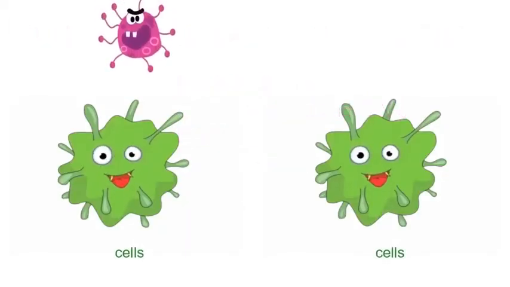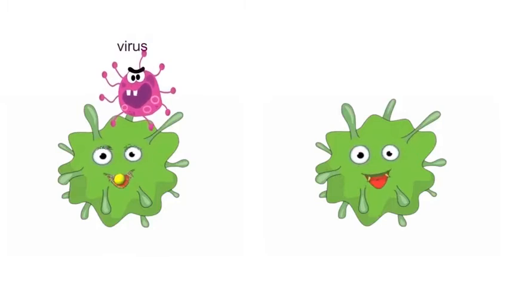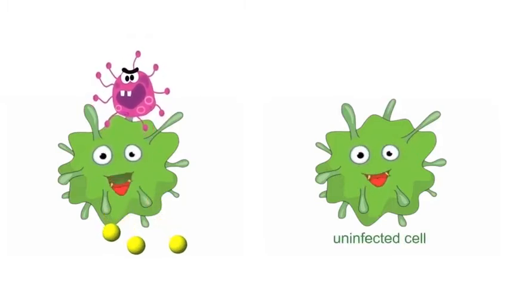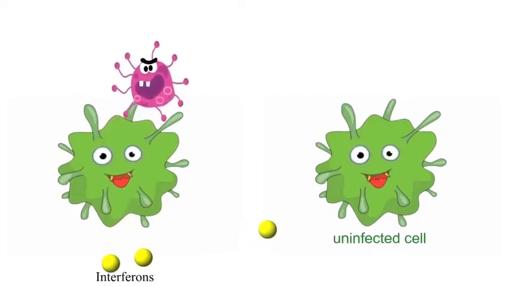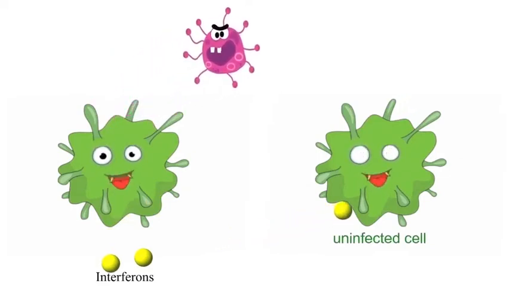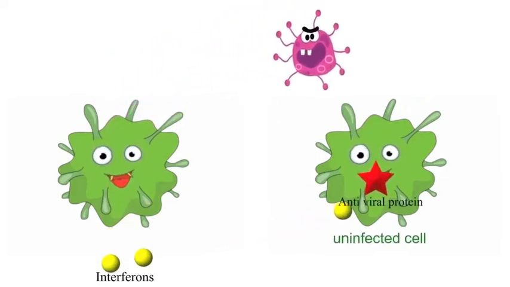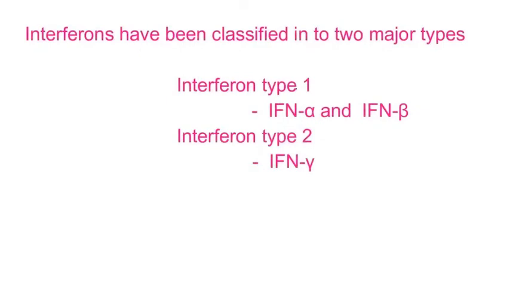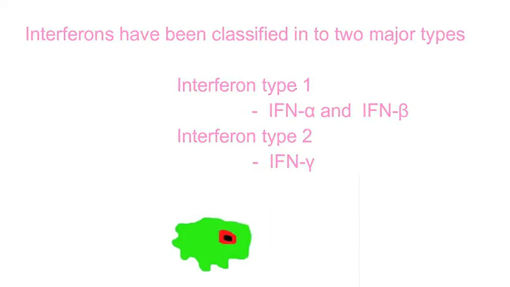Interferon type 1 is produced as a response to a viral infection. These interferons bind to nearby uninfected cells. Then uninfected cells produce antiviral proteins, which inhibit the viral protein synthesis of the cell. Interferon type 2. It includes interferon gamma. Interferon type 2 increases the phagocytosis of macrophages.